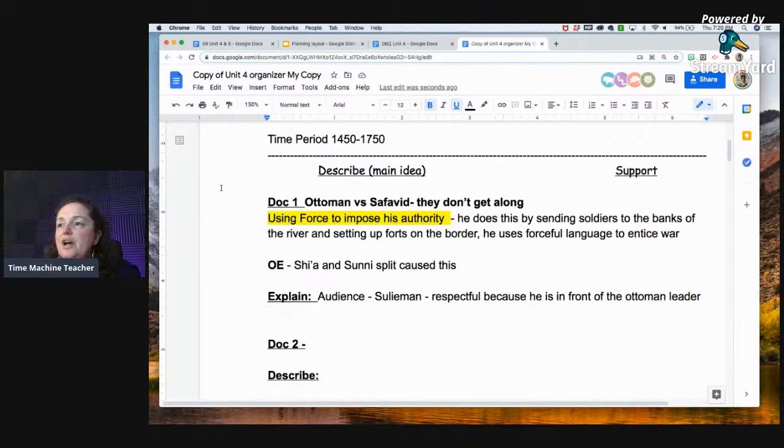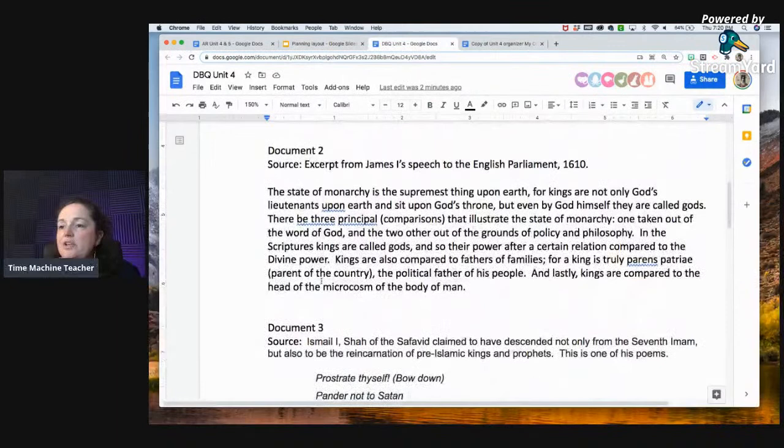All right, we're going to look at document number two. Document number two is an excerpt from James the First's speech to English Parliament, 1610. So James is the king, and he's speaking to English Parliament. Hardeen says it changes that. The Ottoman has hated throughout the Persian in land distribution. What do you mean it changes? You mean they weren't happy with the land that the Persians ended up with? Is that what you mean? Let me know.